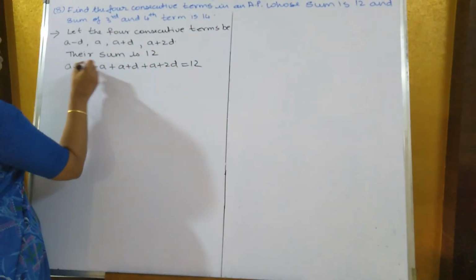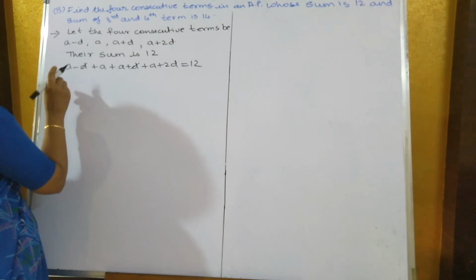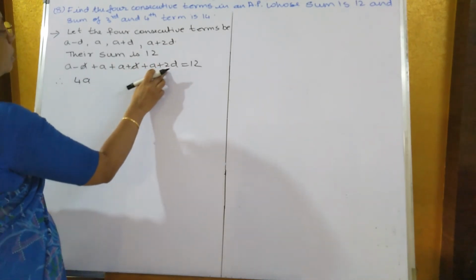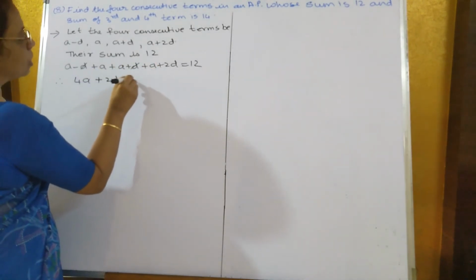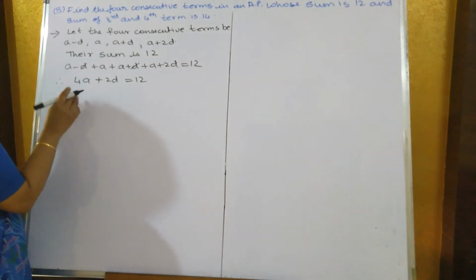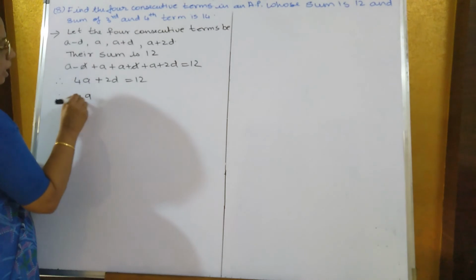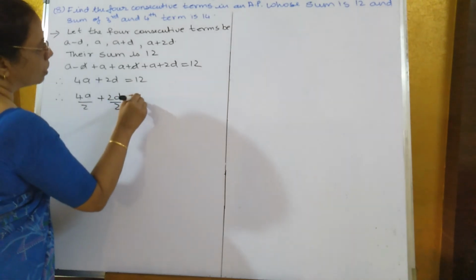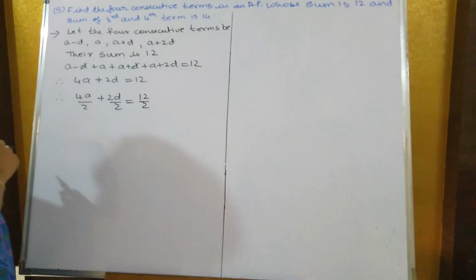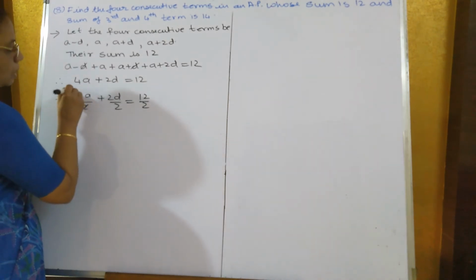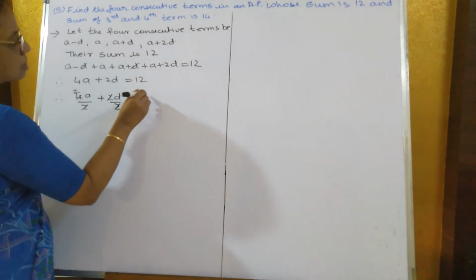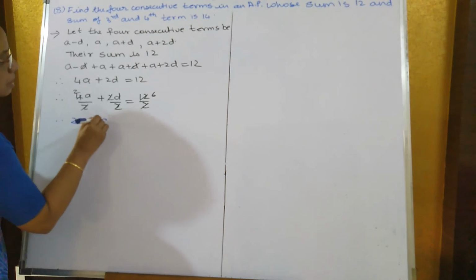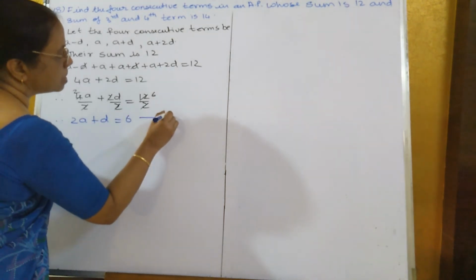Now your minus D and plus D will get cancelled. So therefore 1, 2, 3, 4A plus 2D is equal to 12. Now what is common in this? 2 is common, so divide throughout by 2. So 4A divided by 2 plus 2D divided by 2 is equal to 12 divided by 2. Or you can remove 2 common directly also. Now 2 and 2 will get 4 and will get cancelled. 2 and 2 will get cancelled. 2 6s are 12. So therefore 2A plus D is equal to 6. Let us take this as equation 1.